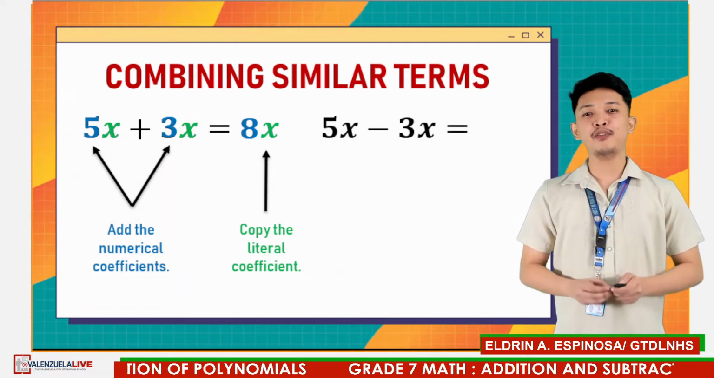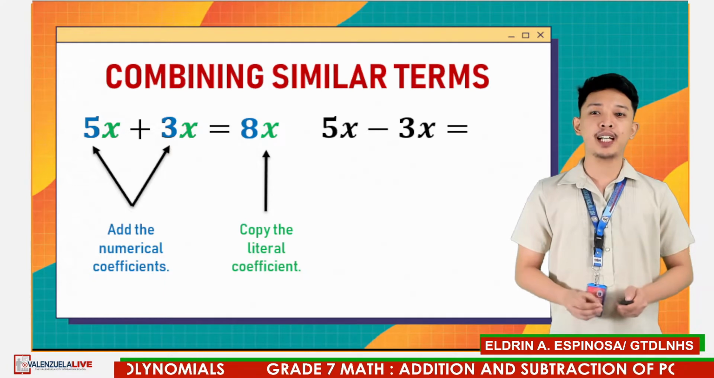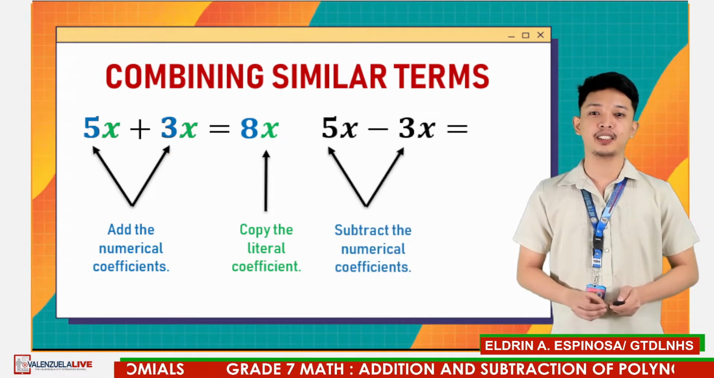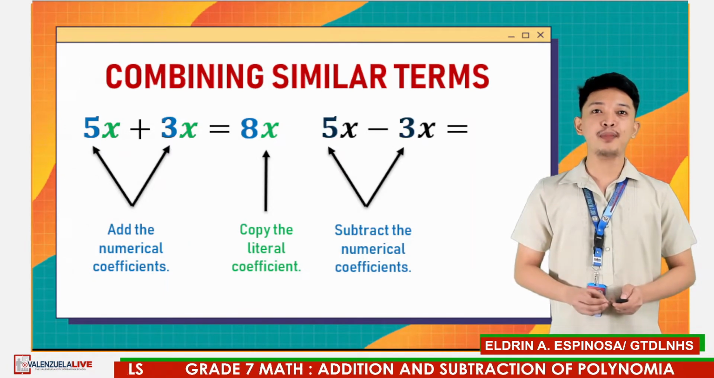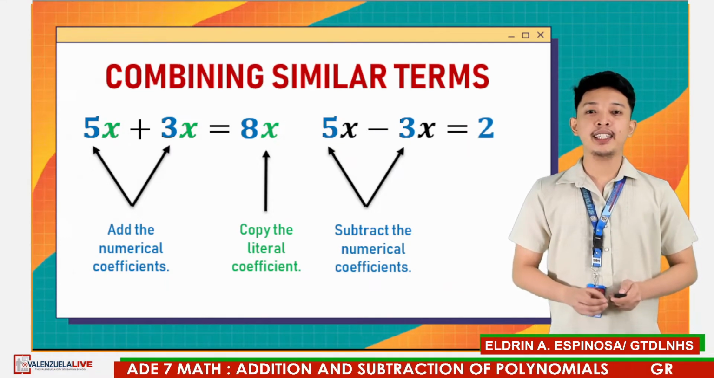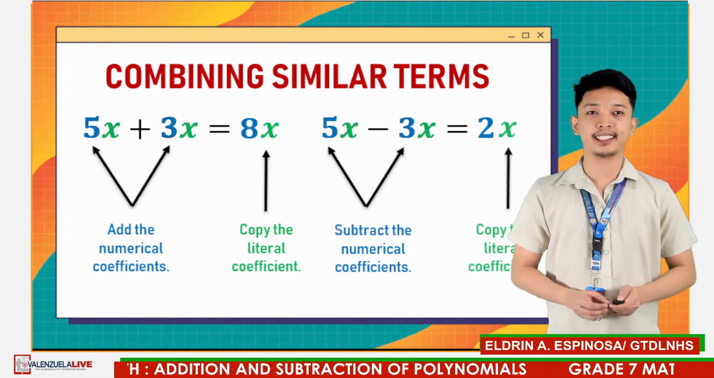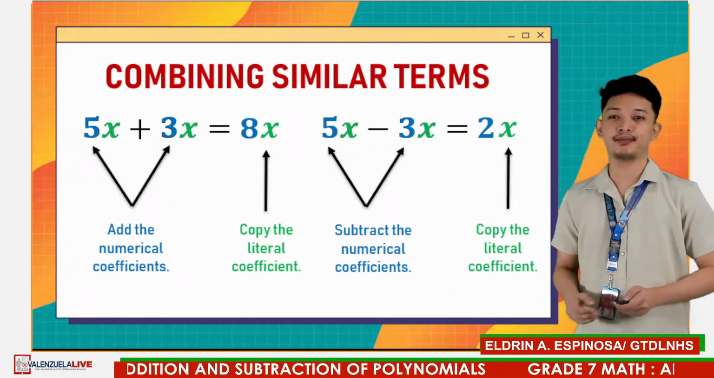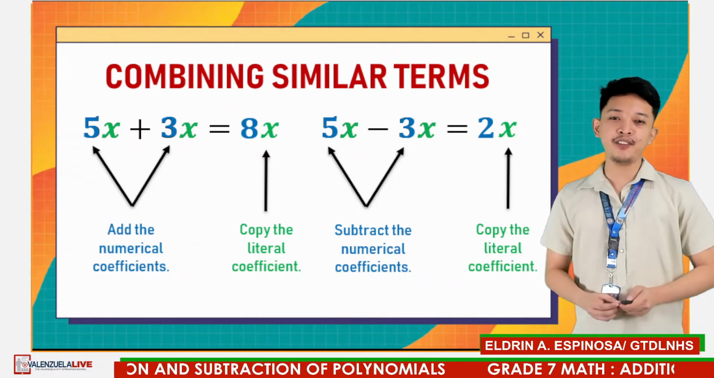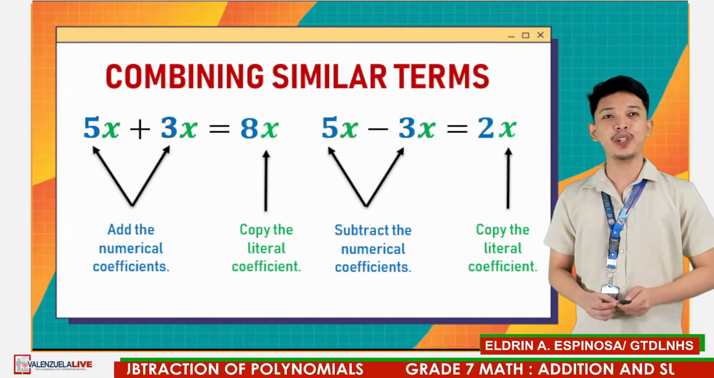Next, if we're going to subtract 3x from 5x, we must subtract the numerical coefficient first. 5 minus 3 is 2. Then, copy the literal coefficient, which is x. Therefore, the difference when 3x is subtracted from 5x is 2x.